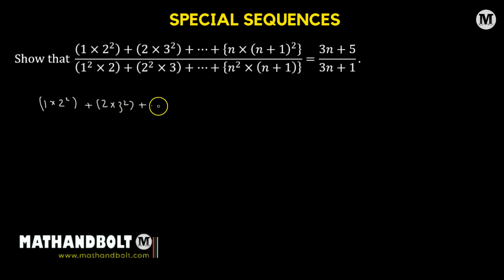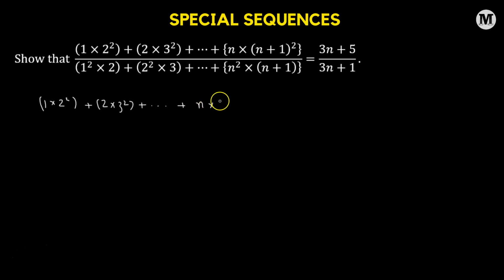This keeps on continuing, and then we reach the nth term, which is given by n multiplied by (n plus 1) whole squared. So if we consider this to be the sum, then this is going to be our nth term of the series. Now to find out the sum, all we have to do is take the nth term. Let Tn represent the nth term of the sequence given by n times (n plus 1) whole squared.